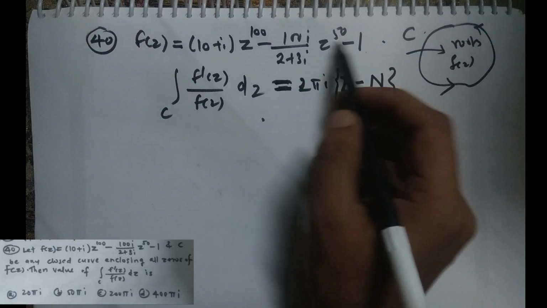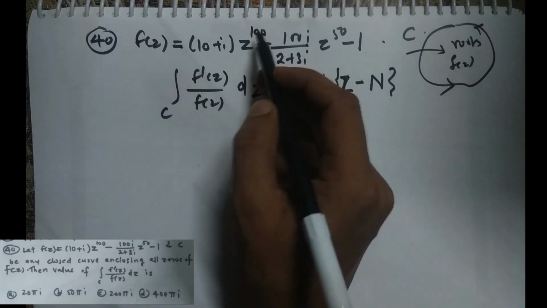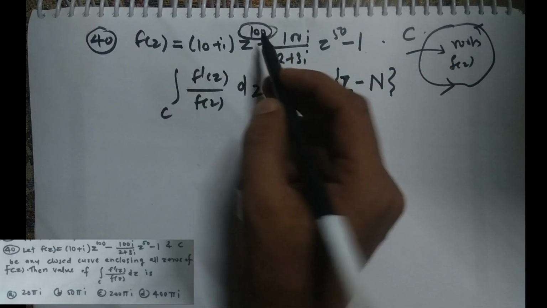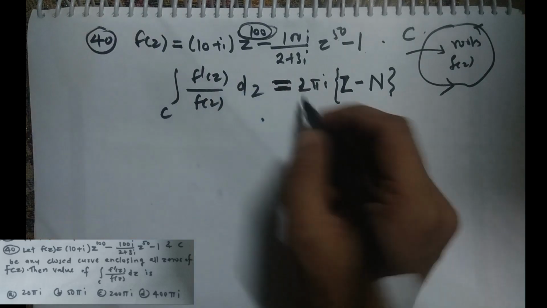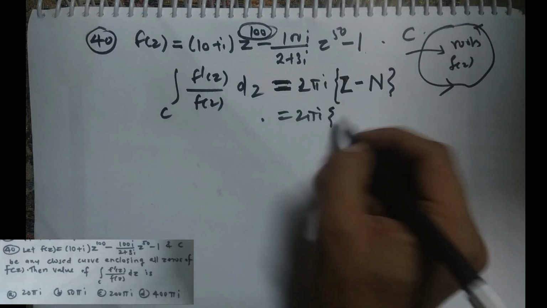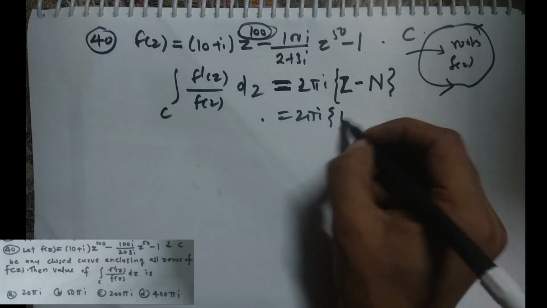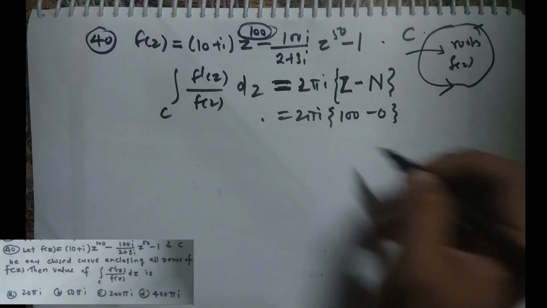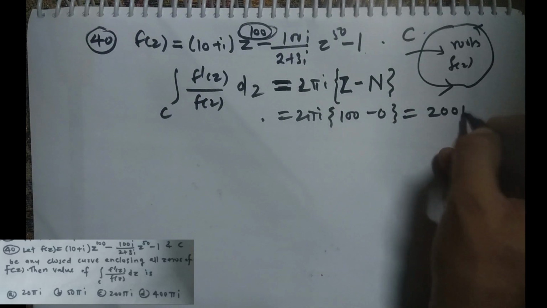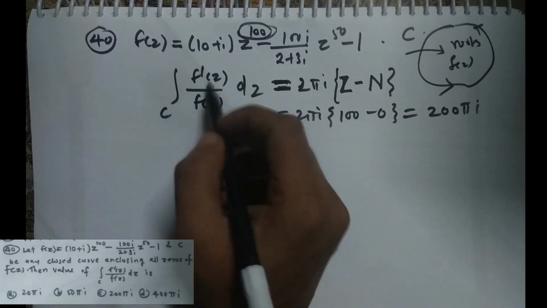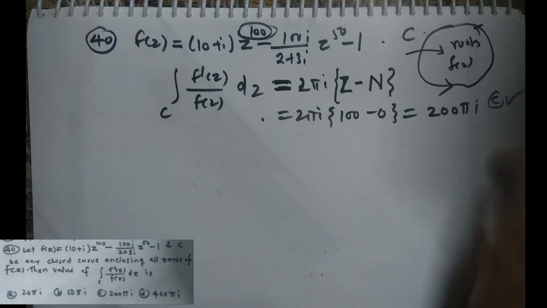And how many zeros will this f(z) have? Obviously 100 zeros, because a polynomial has a number of zeros equal to the degree of that polynomial. So this f(z) will have 100 zeros and 0 poles. So this is nothing but 200 pi i. So the integral of this will be 200 pi i. If I look at the options, option C will be correct.